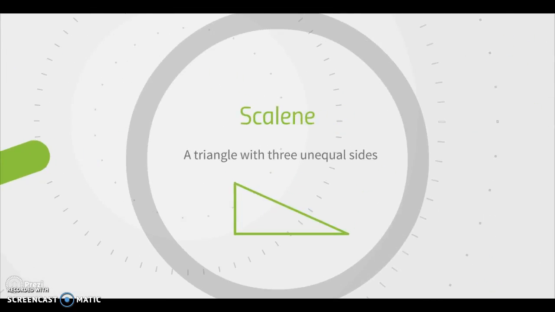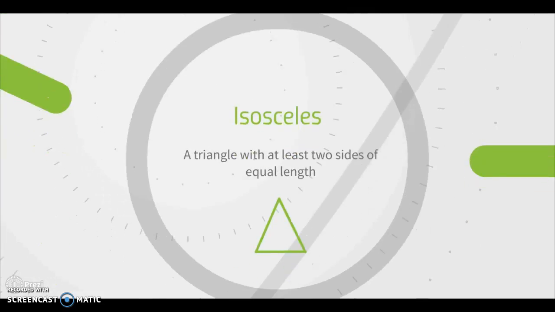One specific type of triangle is called a scalene triangle. A scalene triangle has three unequal sides, and therefore three different angle measurements. A typical scalene triangle used in a lot of classroom examples is the 30-60-90 triangle. Another type of special triangle is called an isosceles triangle. An isosceles triangle is a triangle with at least two sides of equal length.